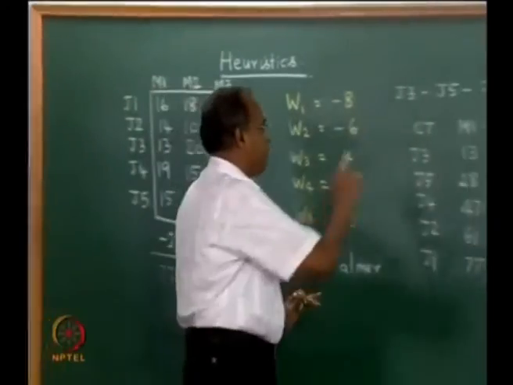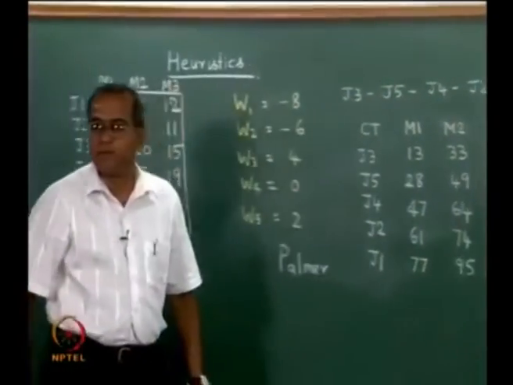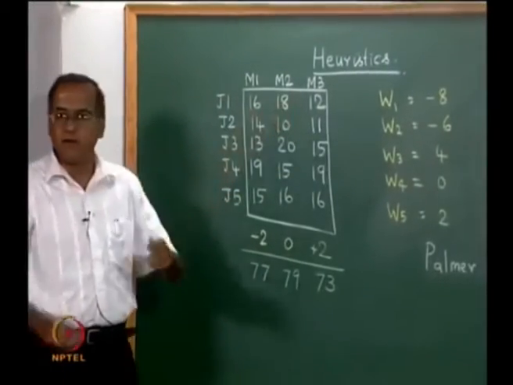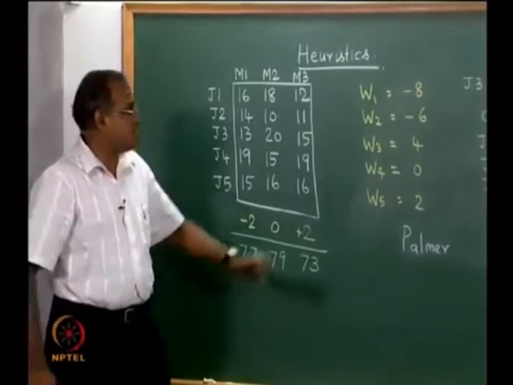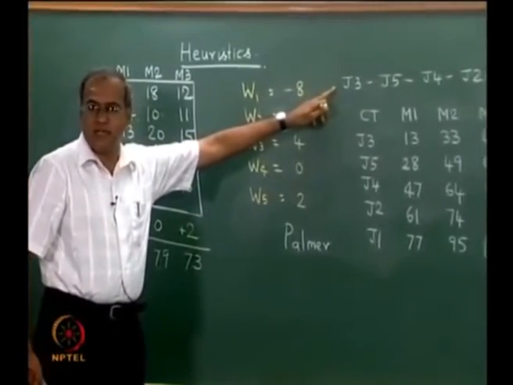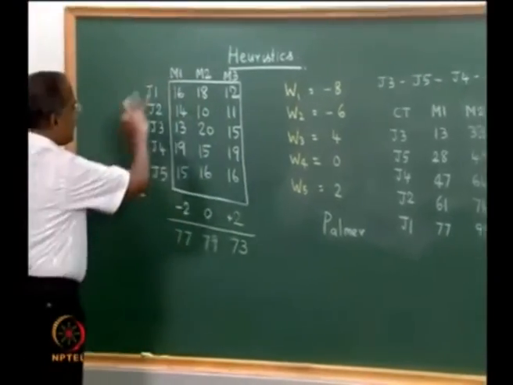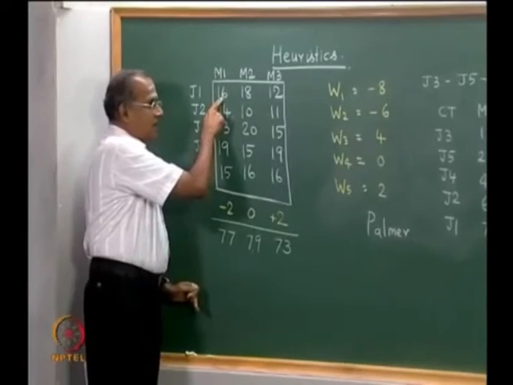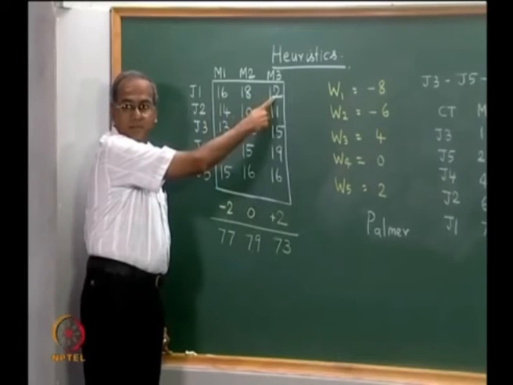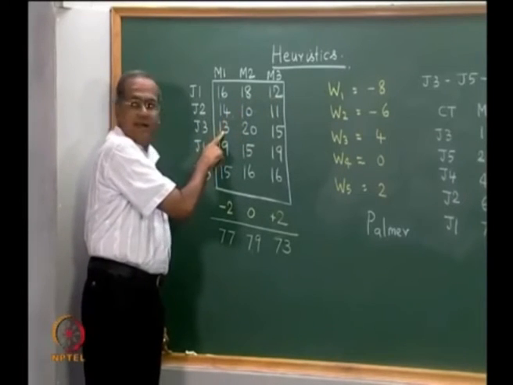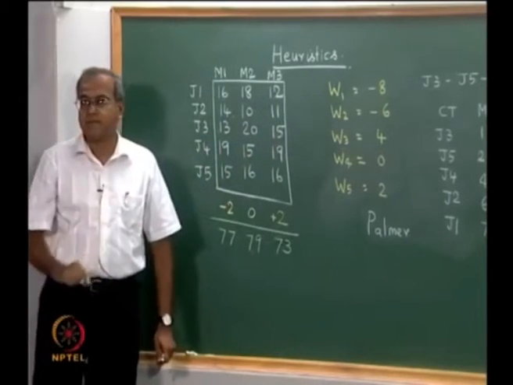If we see very carefully, these sequences J3, J5, J4, J2 and J1 were based on a decreasing order of the index. Now, J3 had the highest value of the index, while J1 had the lowest value of the index. J1 got the lowest value because this 16 is bigger than 12, and J3 had a higher, positive value, because this 13 was smaller than 15.